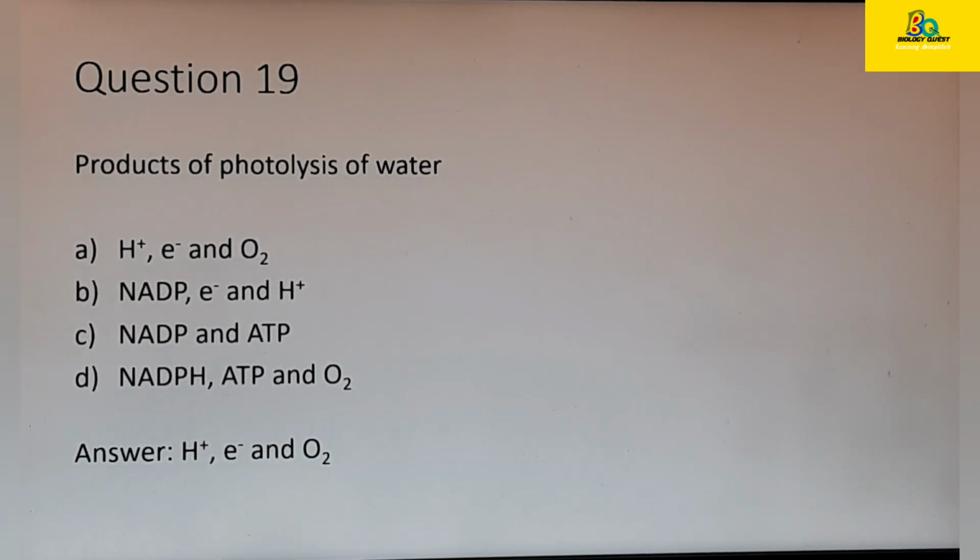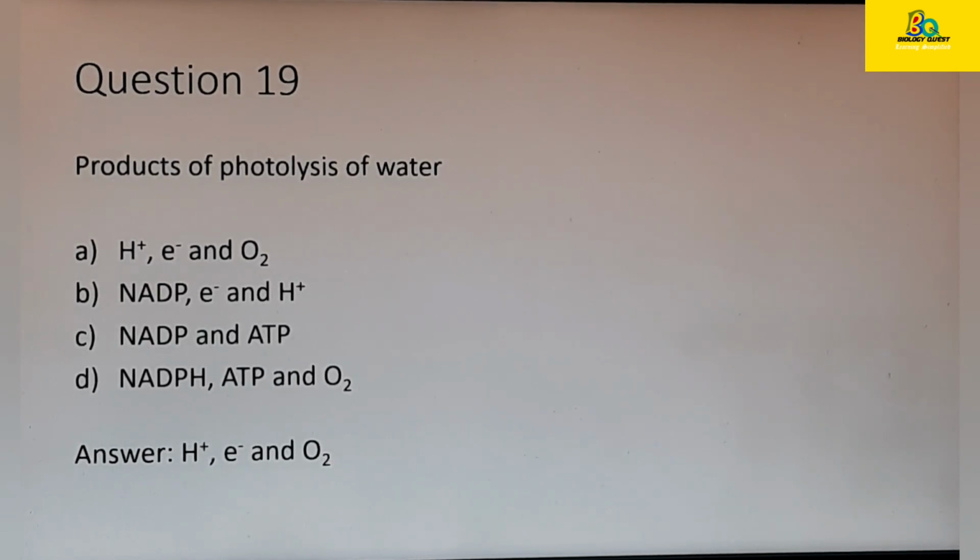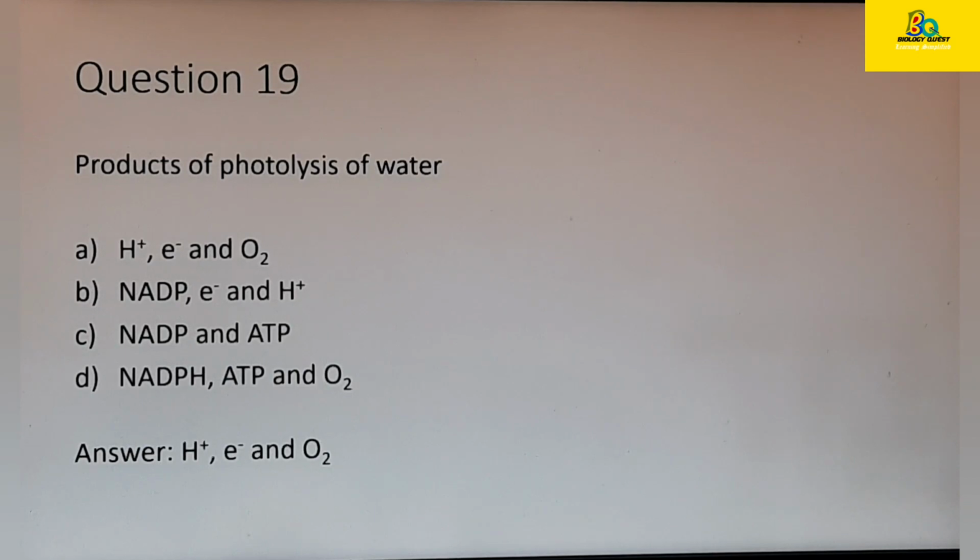What happens to the electrons? The electrons are used for the photophosphorylation of ADP in presence of phosphate. ADP in presence of the electrons combined with phosphate group to form ATP, adenosine triphosphate. And what happens to the oxygen? The oxygen is given out as molecular oxygen.